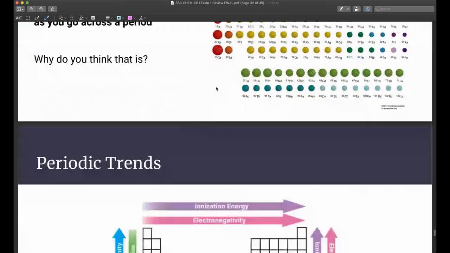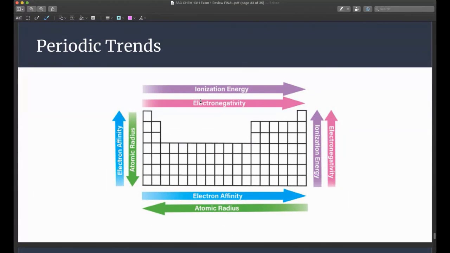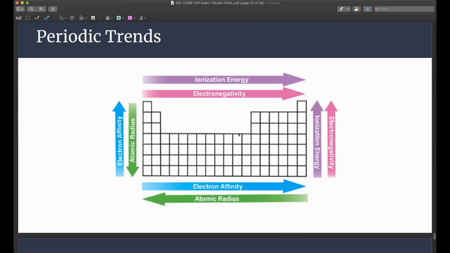So we can move on. This is just an overview of the general periodic trends, like ionization energy and electron affinity. Most of these aren't covered on your test, but it's good to keep them in mind because it's good to know the periodic trends when you're doing general chemistry things.